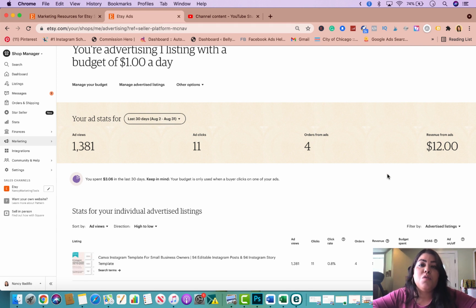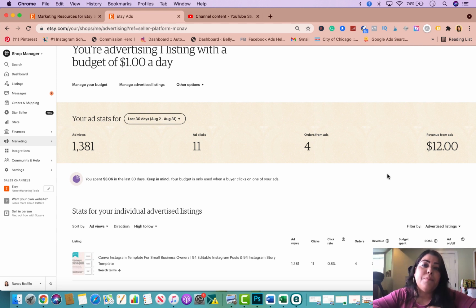Now, the key is running the ad for 30 days straight, leaving it alone. Don't turn it off. Don't turn it on. Don't mess with it, in other words. Just let it run. Let it run its course, whether you sell or not sell. This is going to give you a lot of valuable feedback on this particular ad.